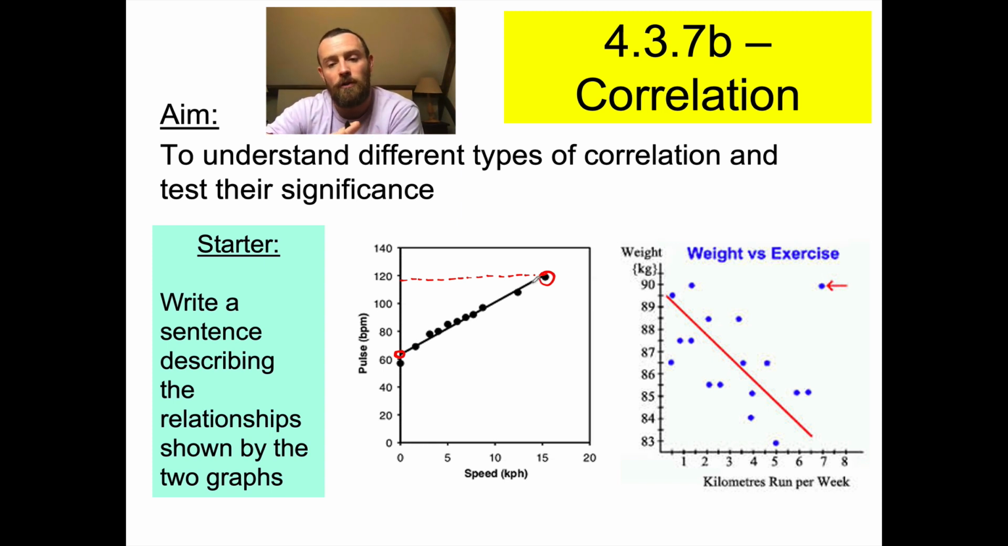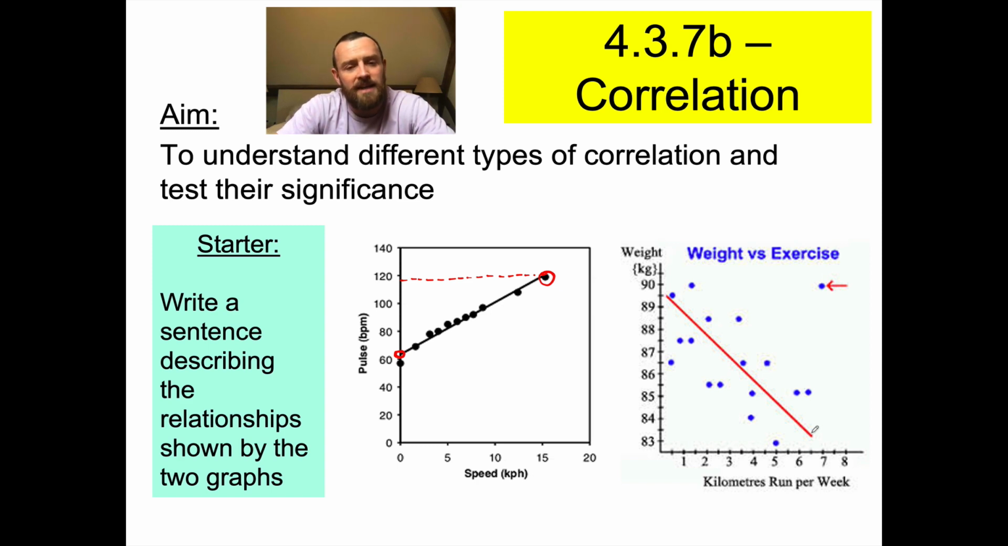For the graph on the right, the data is a bit more spread out. It's not as easy to draw the conclusions, but we can still see a line of best fit. So this might be, as the number of kilometers run per week increases, a person's average weight decreases, or something like that. Now, we don't have the data as neatly close to the line of best fit, but we can still see a correlation. So what is a correlation?